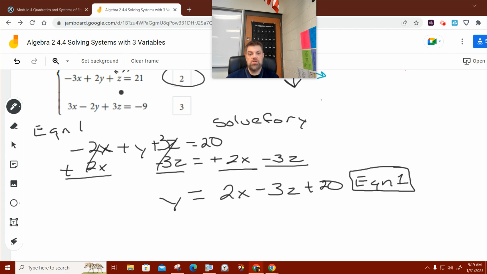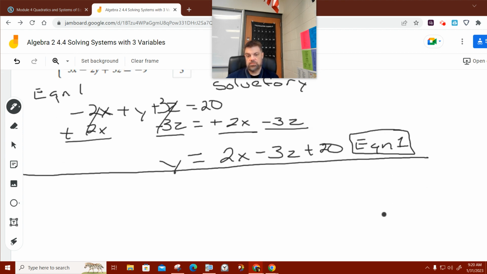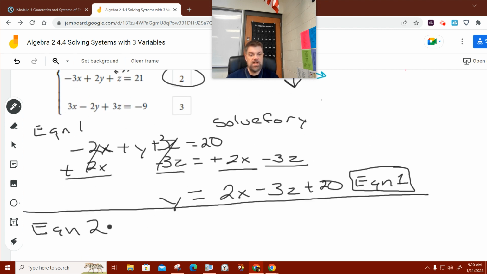Now, for equation 2, I'm going to substitute the y in for equations 1 and 2. In other words, this is equation 1, solve for y. Now for equation 2, equation 2 is negative 3x plus 2 times y.